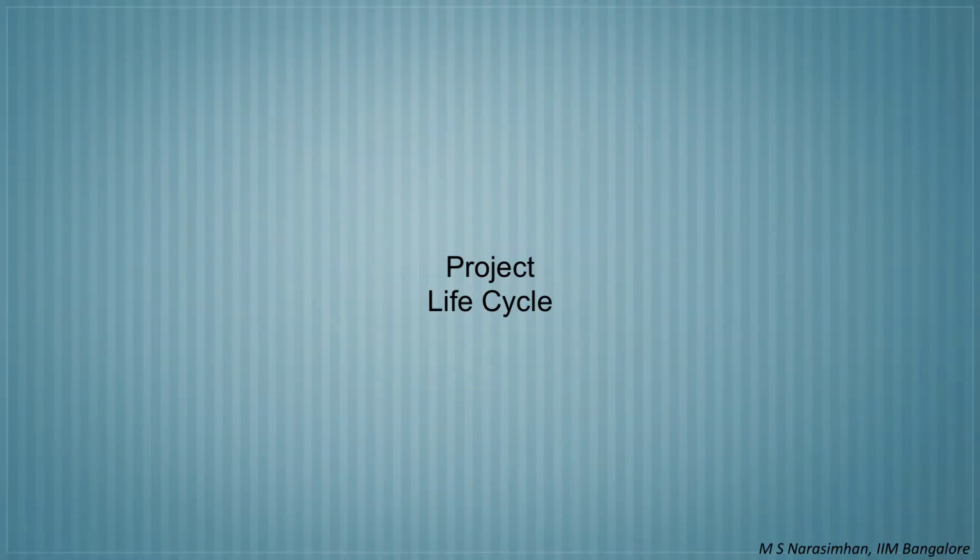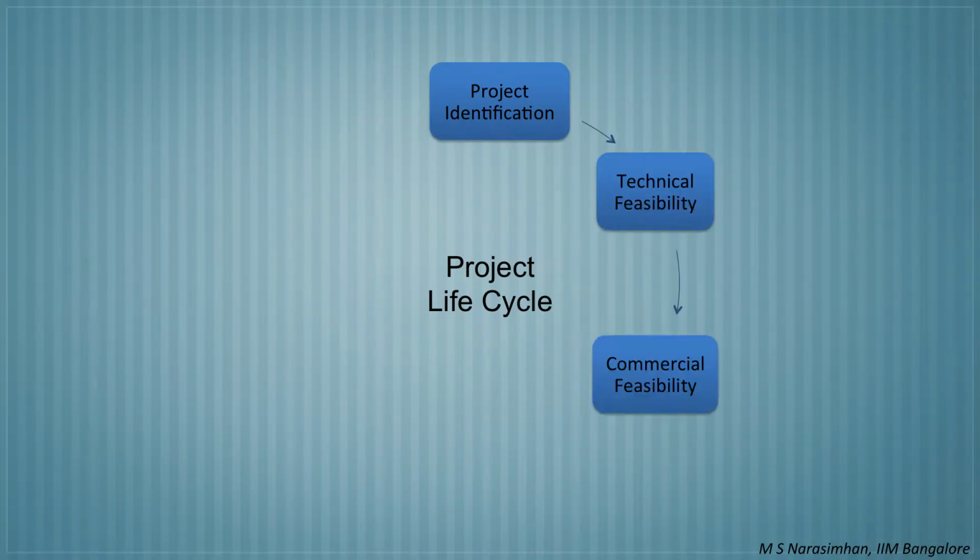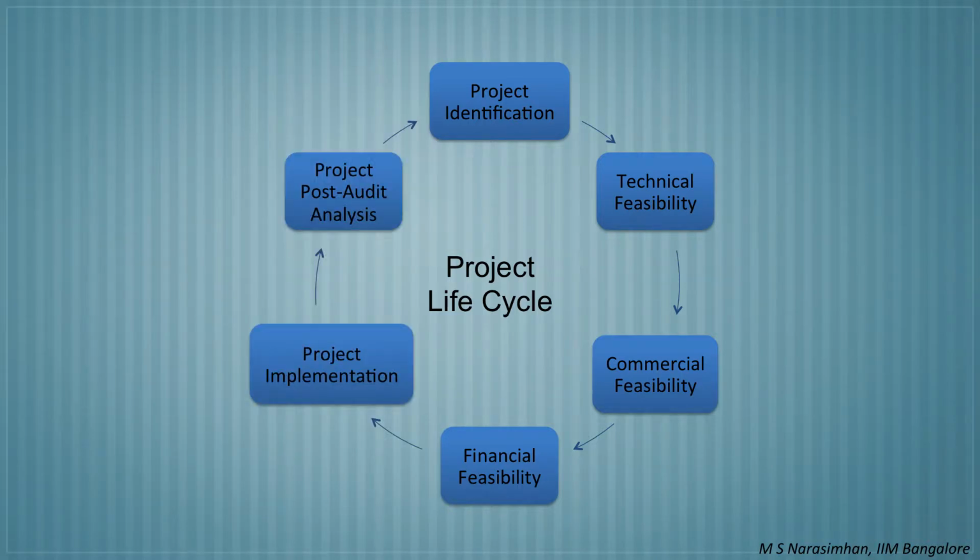A typical project life cycle is identification of a project, technical feasibility, commercial feasibility, financial feasibility, project implementation, and project post-audit analysis. In the first stage, managers from different functions identify projects that they want to undertake in their departments. These projects could be a replacement of existing equipment, adding new equipment to improve the productivity of the units, sending their employees for training, or introducing new products.